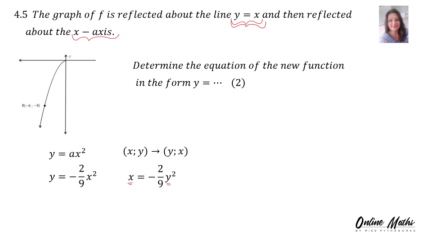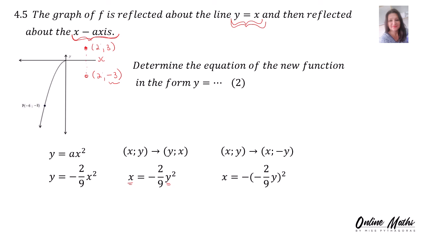The second part is now it's reflected about the x-axis. Now go to the sketch quickly. A reflection about the x-axis. If this is the point (2, 3), and you reflect it about the x-axis, you end with this point (2, -3). The x stays the same, but it's the y that becomes negative. So the rule for a reflection about the x-axis is (x, y) becomes (x, -y).